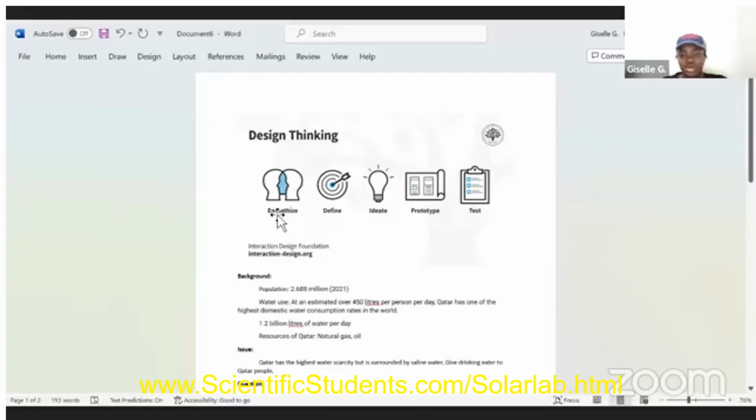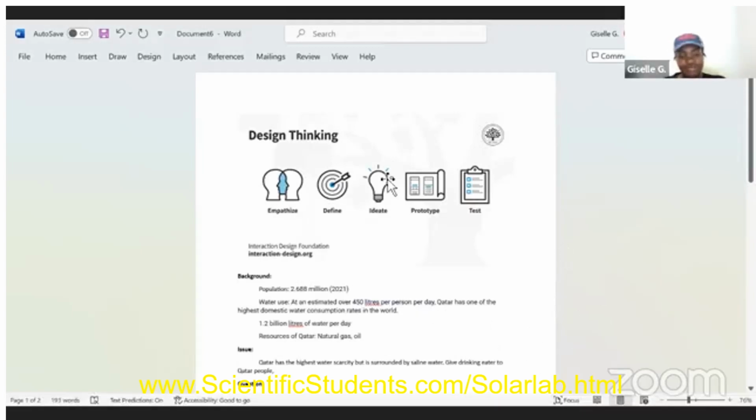So the first thing that we decided to do was look up the design thinking process. Let me introduce ourselves. The people in my group were me, Nikki, Ankita, and another individual who had to leave.